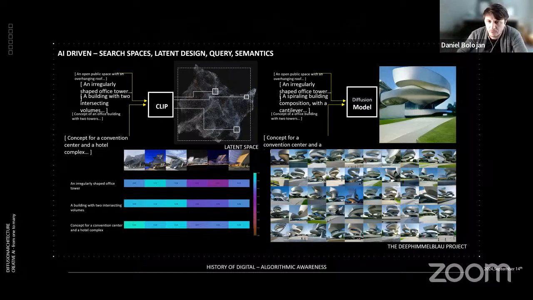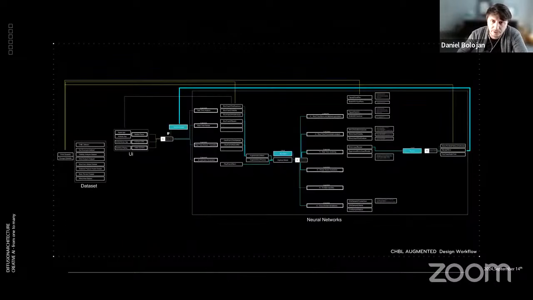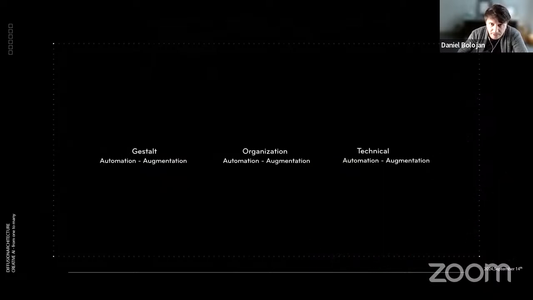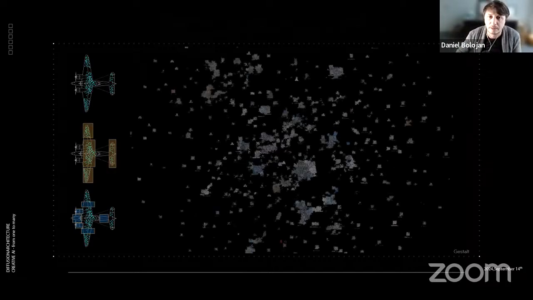So we started to look more holistically at the entire problem, and at how we can have different nodes. We call this a node-based system, and we try to address different aspects of architecture. For example, Gestalt deals with aesthetics and 3D object generation, while organization deals with massive models and functional aspects, and technical deals with optimizations and so on. All these aspects have to be addressed, and you have to have a system that addresses all of this if you really want results that are credible architecturally.